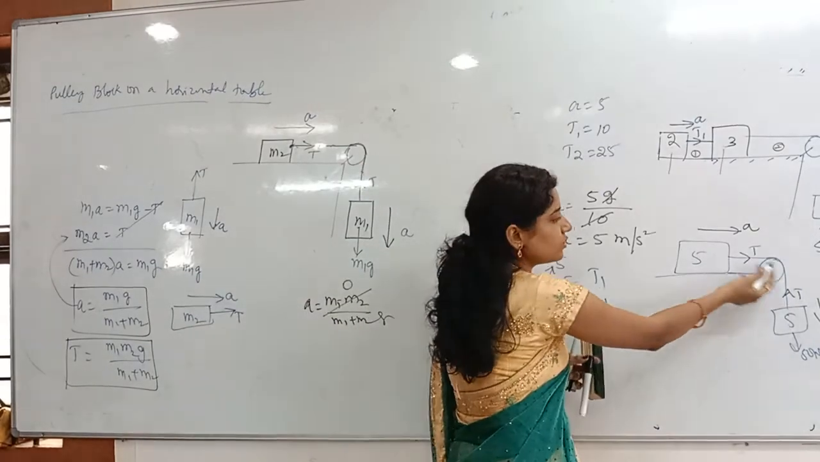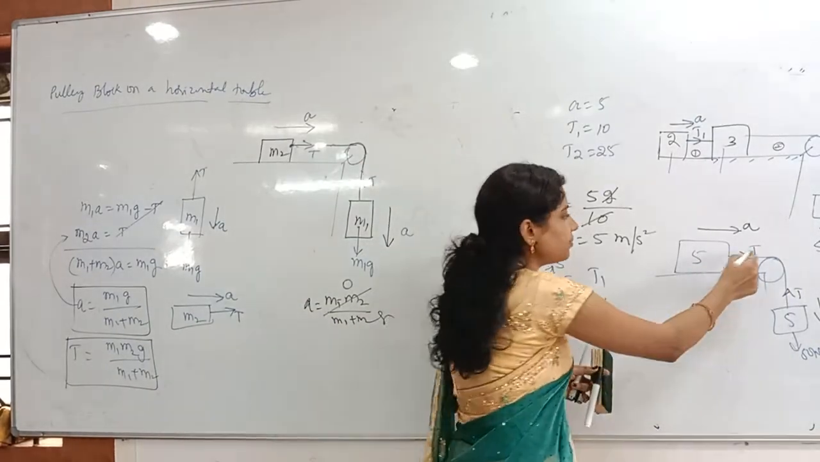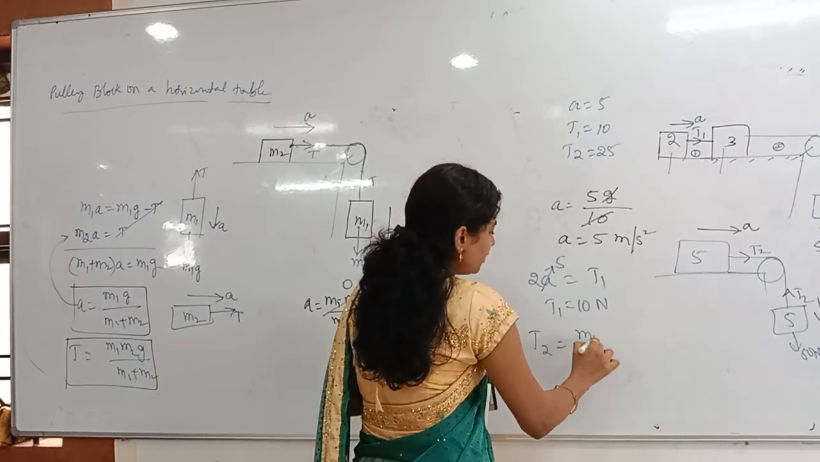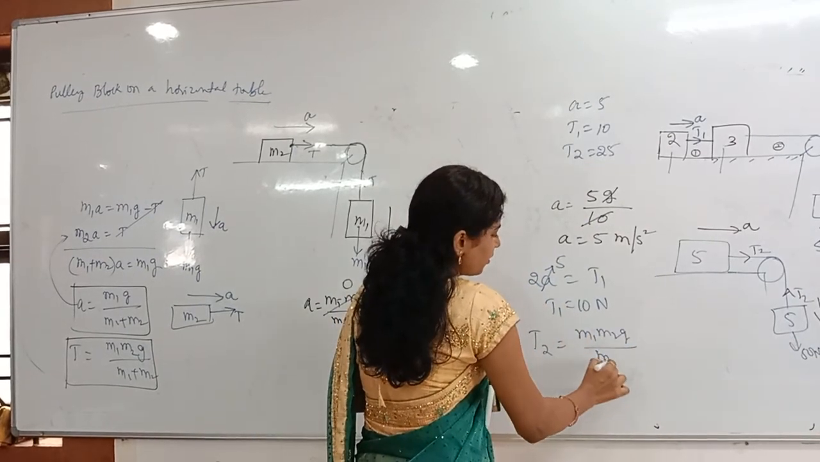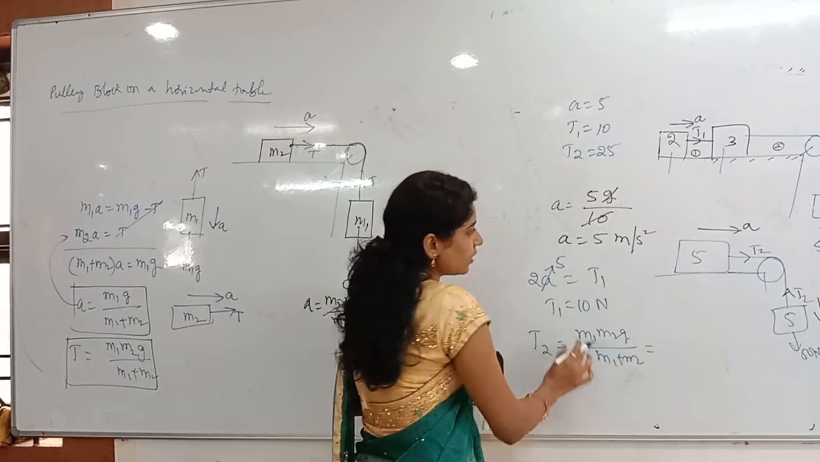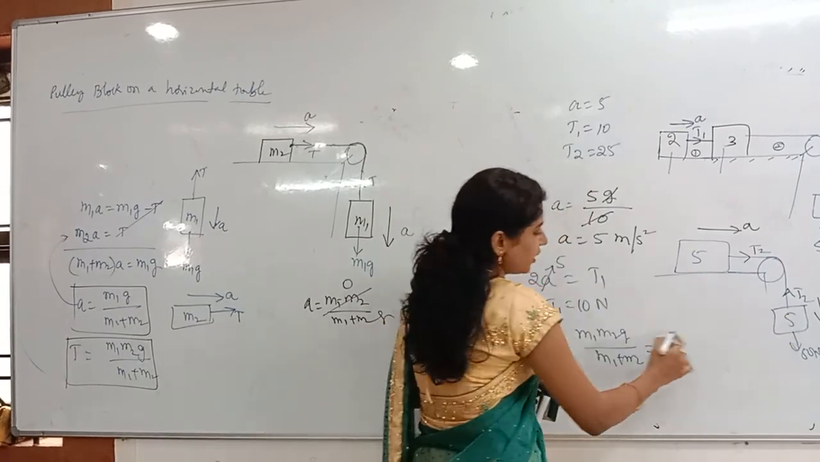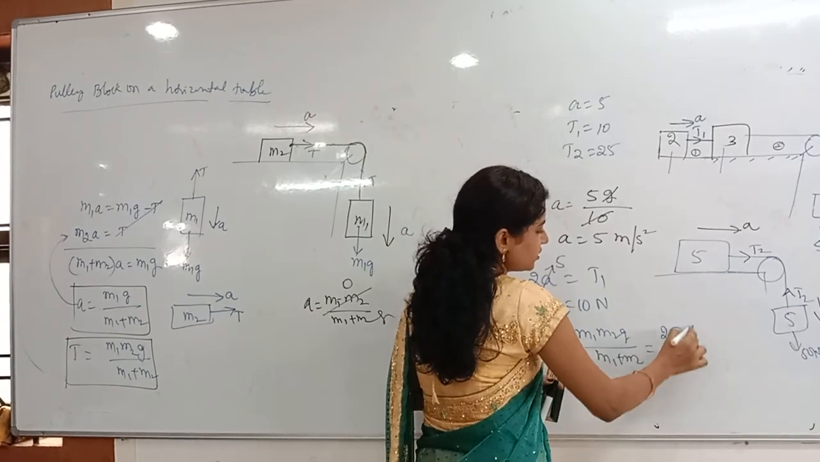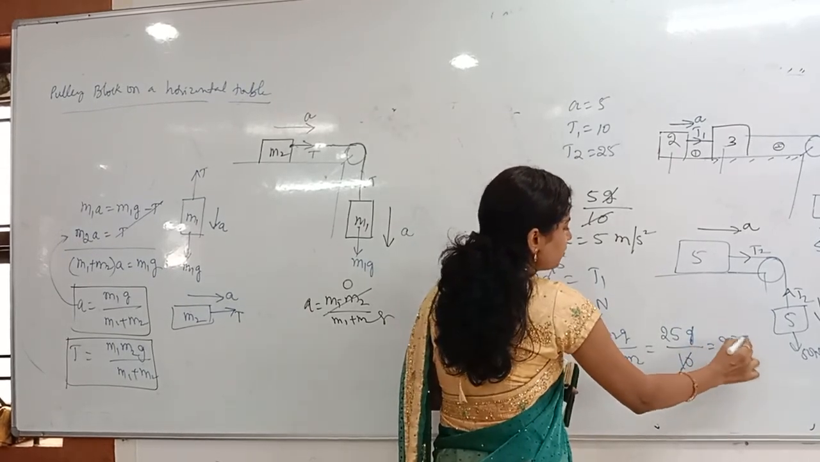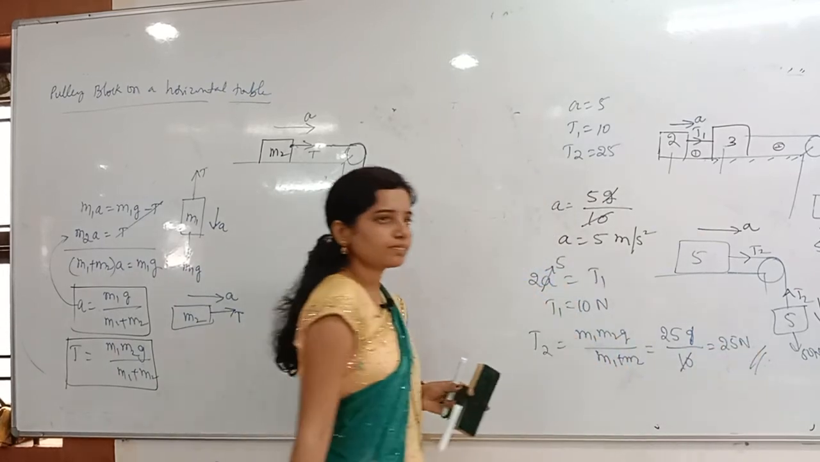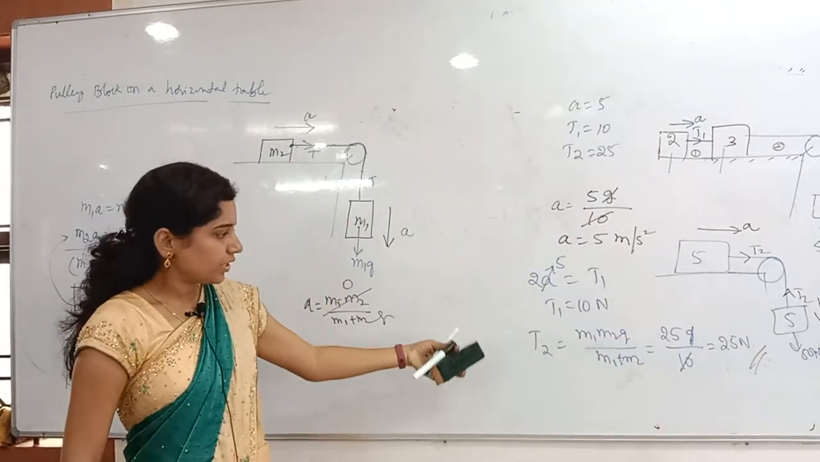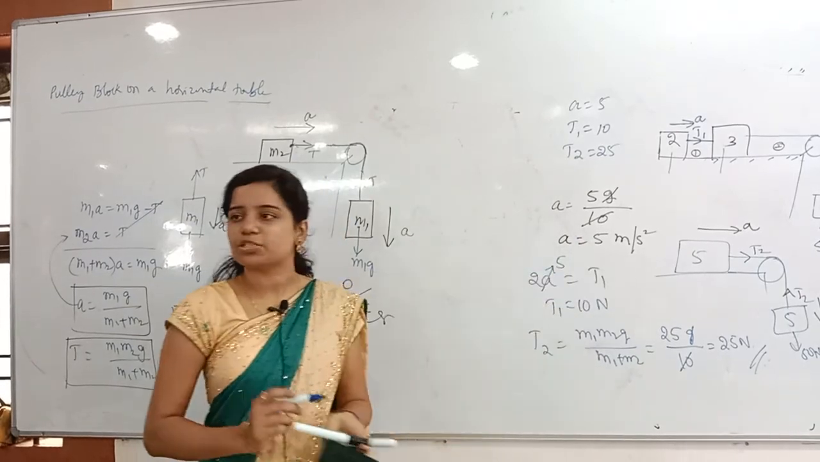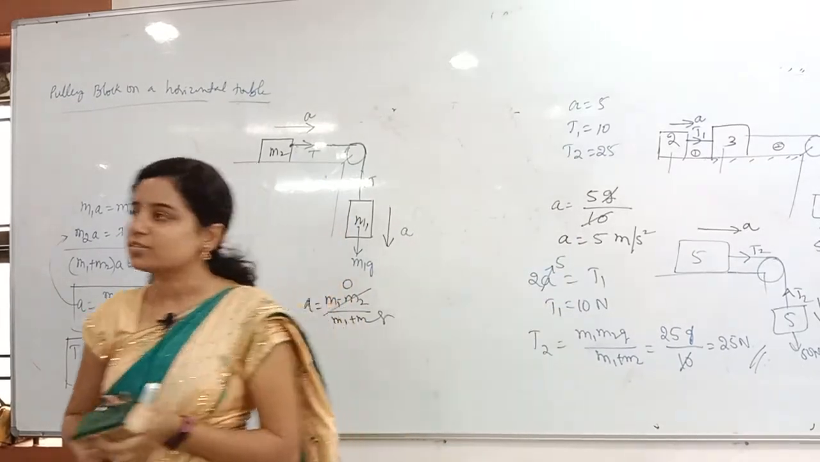Then about T2, this is the main string. Again you apply the main string formula. What is that tension formula? M1 M2 G by M1 plus M2. So M1 M2 is 5 5, 25, into G by 5 plus 5, 10. 10 G gets cancelled. 25 newtons is the answer for this. Clear? T2 is 25, T1 is 10 newtons and A is 5 meters per second squared. Those are the answers.